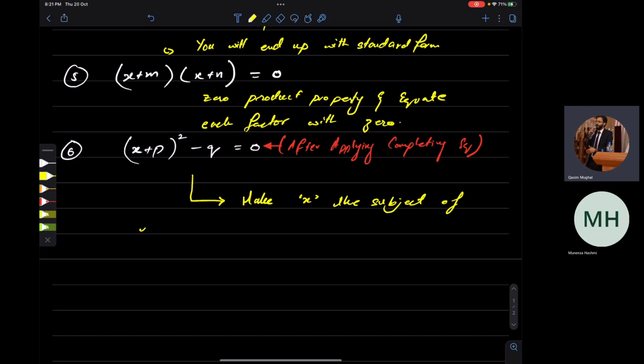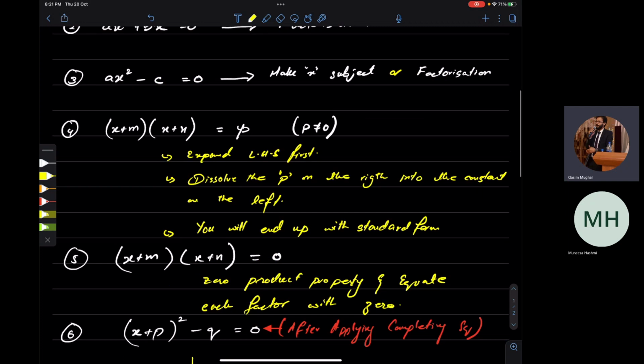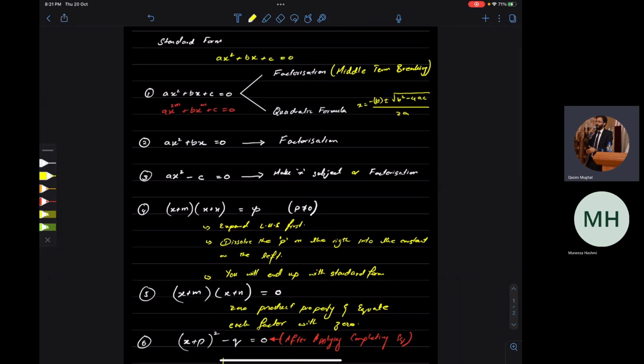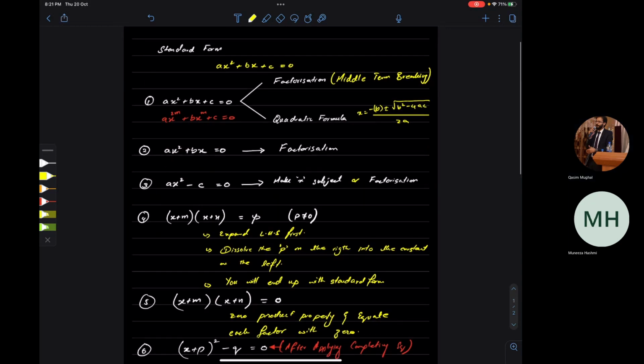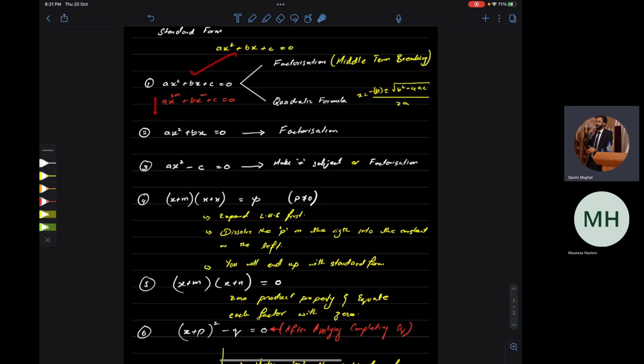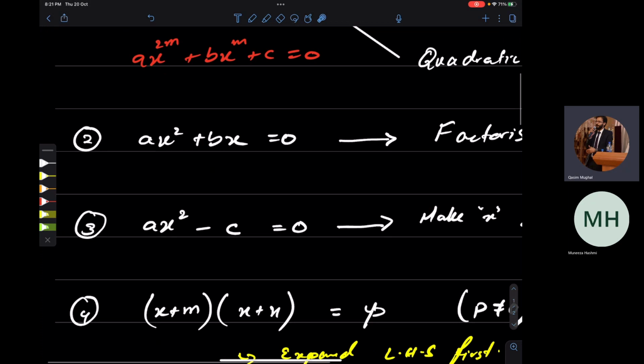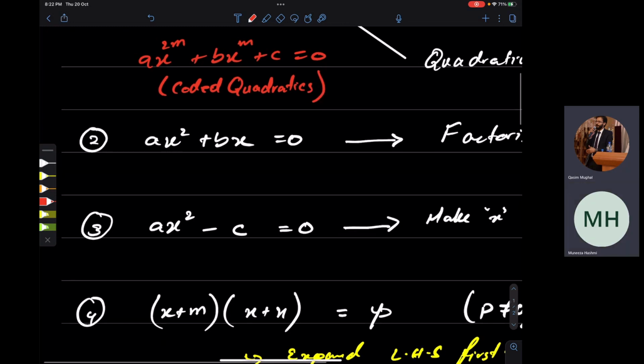Make x the subject of the equation. Okay? All right, so these are all possibilities of quadratics, solvable quadratics. So one is the full form, and then I have even mentioned. So this one is basically, you can call it coded quadratics. Means they don't look like quadratic, but they are. Technically, you can convert them into quadratics. So they are known as coded quadratics.